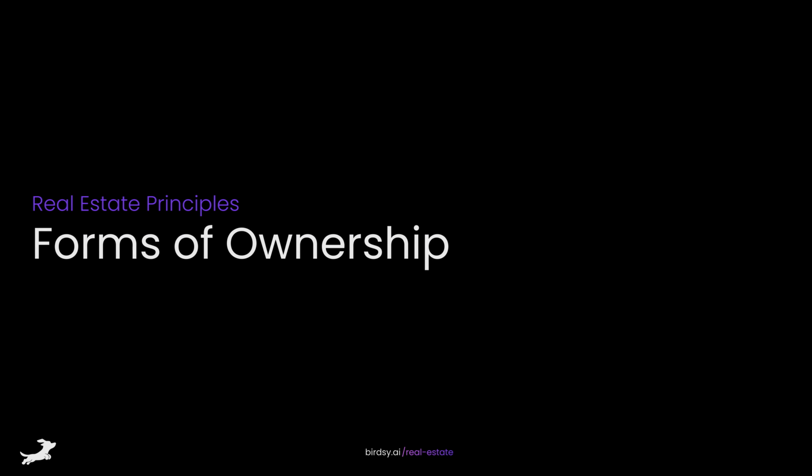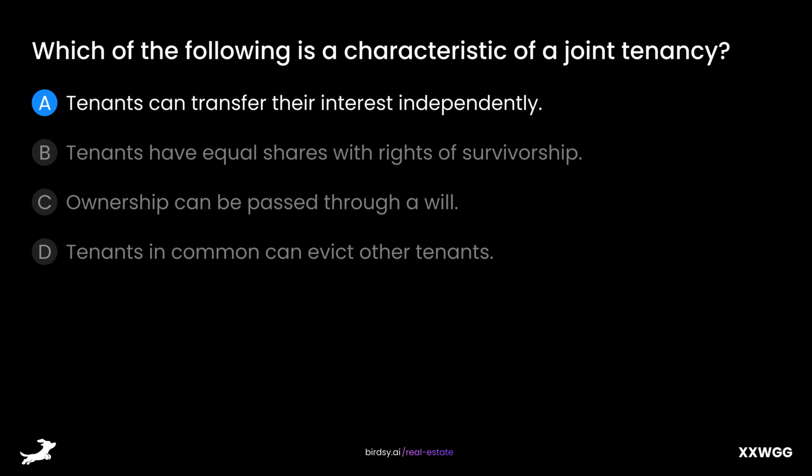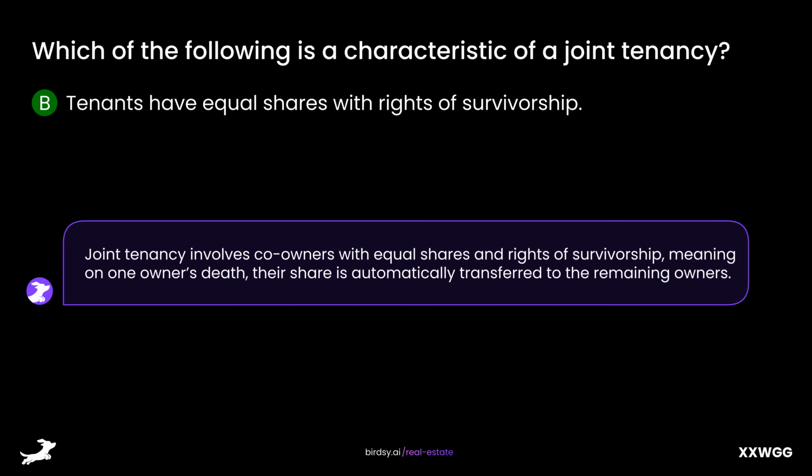property. Forms of ownership. Which of the following is a characteristic of a joint tenancy? Is it A, tenants can transfer their interest independently, B, tenants have equal shares with rights of survivorship, C, ownership can be passed through a will, or D, tenants in common can evict other tenants? The answer is B. Tenants have equal shares with rights of survivorship. Joint tenancy involves co-owners with equal shares and rights of survivorship, meaning on one owner's death, their share is automatically transferred to the remaining owners.